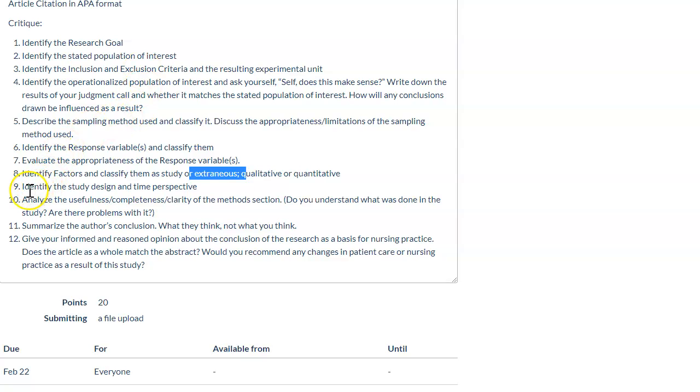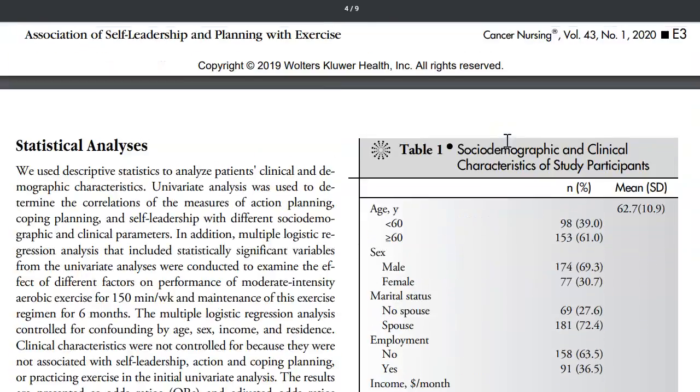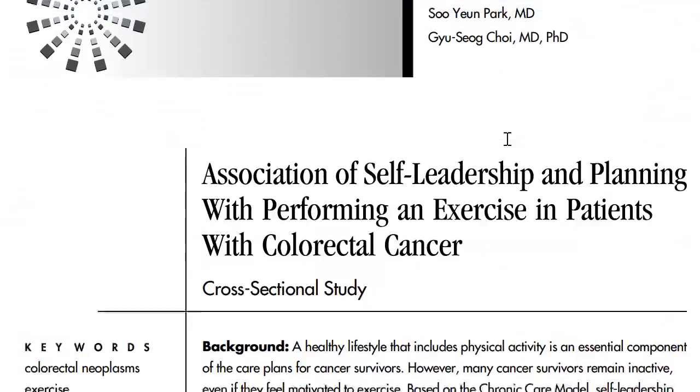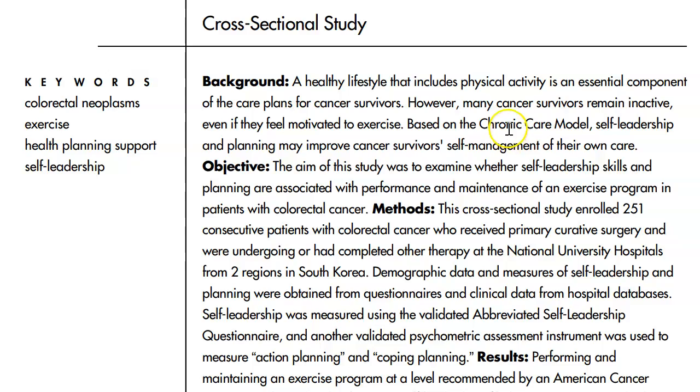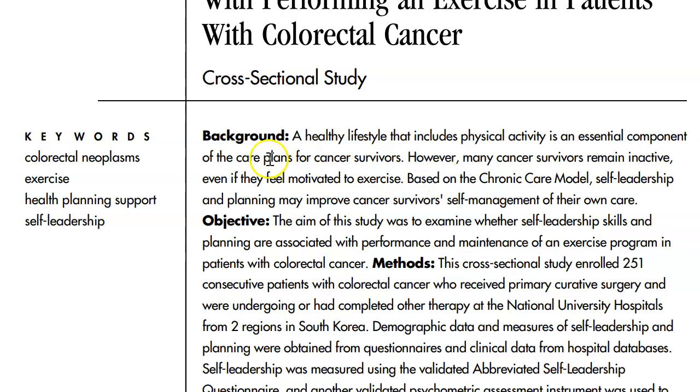All right. Next, we have identify the study design and time perspective. This one is pretty straightforward in a lot of articles. In some articles, it's not quite as straightforward. This one tells you right up front in the title. Oh, cross-sectional study right there. So what's the study design? It's a cross-sectional study. Now, is that really true? Oh, man. I don't know that it is.